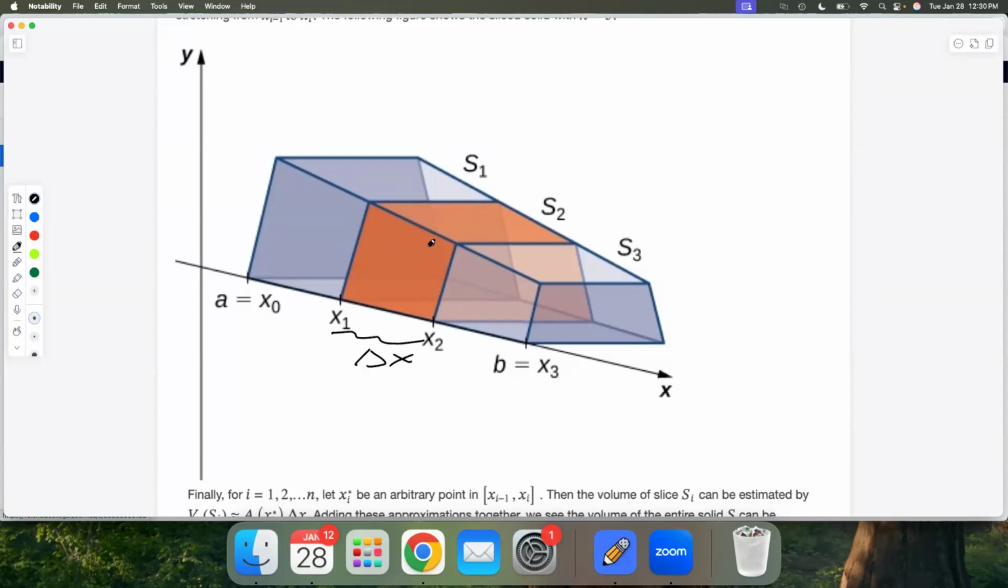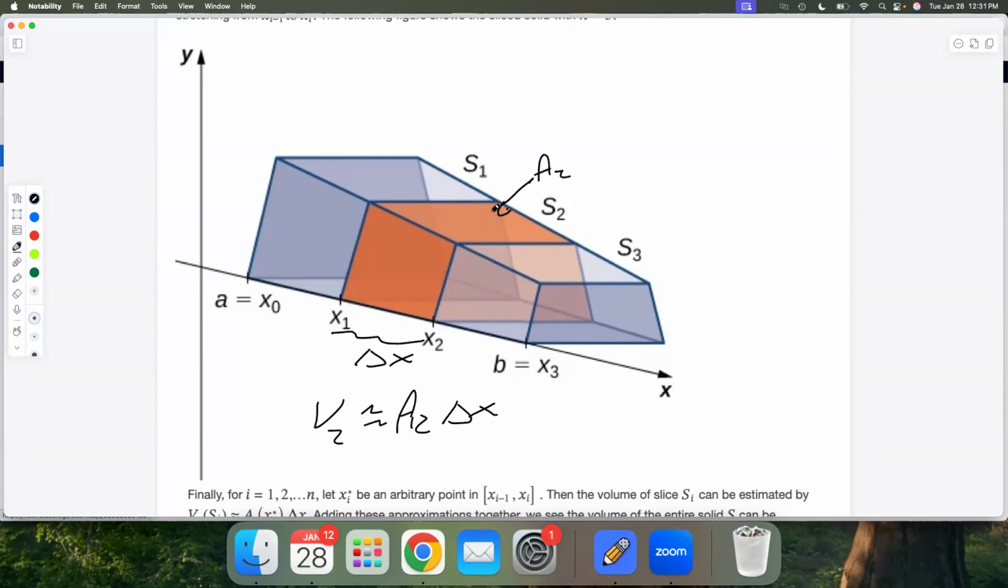So the volume of, say, this orange shape, volume number 2, because here's 1, 2, is approximately equal to the area of that backwards orange shape times the height, which is delta x. Now, of course, that's not exactly true because it's not exactly the same shape all the way through. That trapezoid got smaller, but it's approximately equal if delta x is small enough.